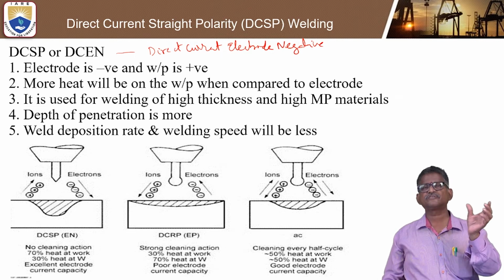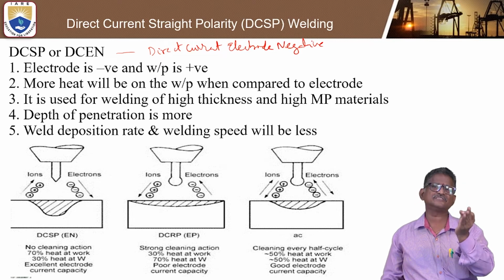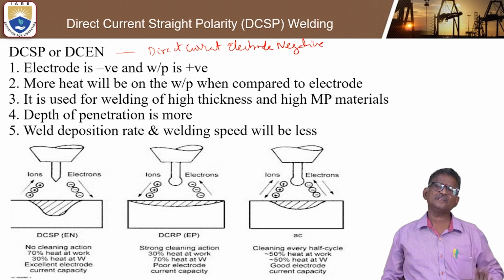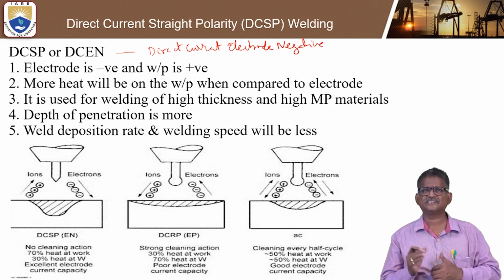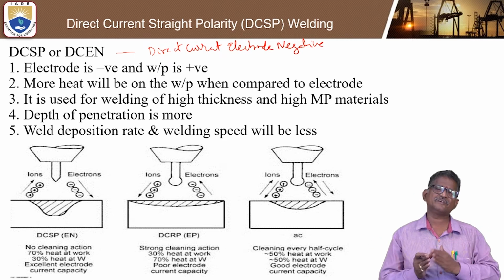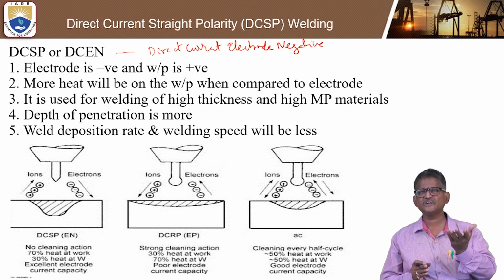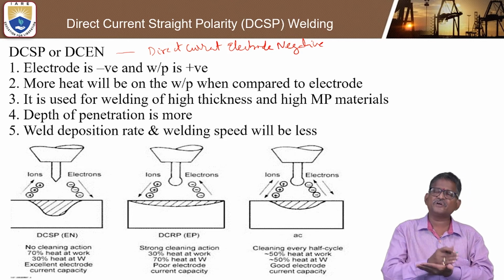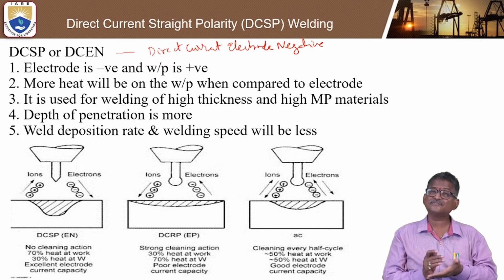In the objective they will give: electrode is dash and workpiece is dash. Obviously electrode is negative, workpiece is kept positive. It is a fundamental technical answer for the DCSP or DCEN. And obviously whenever using the DCSP, that means the electrode is negative, workpiece is positive. Obviously more heat will be generated at the workpiece compared to the electrode. And the depth of penetration is also very high.